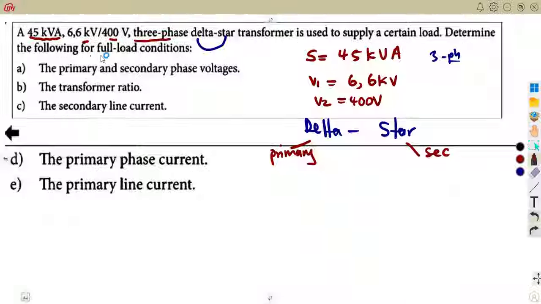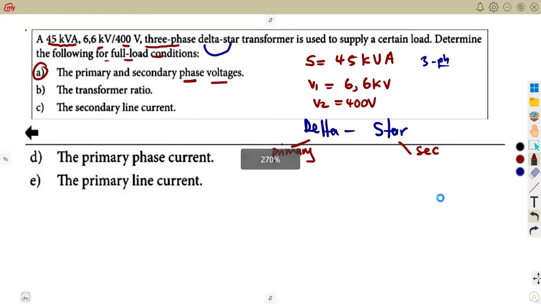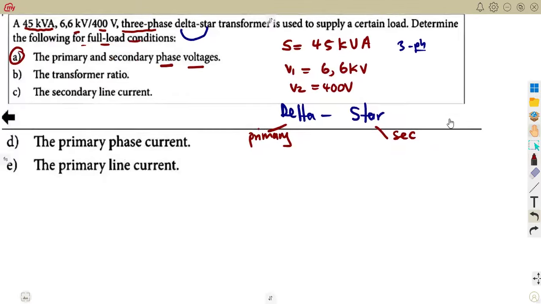Determine the following for full load conditions. A, the primary and secondary phase voltages. Phase voltages, primary and secondary. What is it that we are given in the first place? We are given V1 and V2.